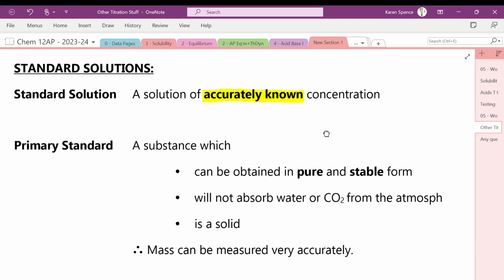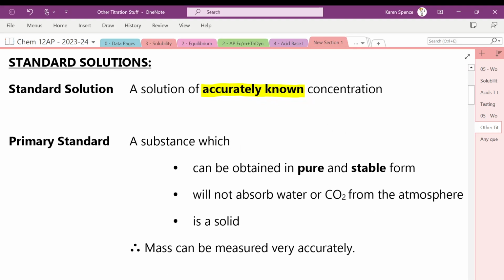And a primary standard, again, we talked about this the other day, but we just sort of scribbled it on the side of the page. So I wanted to make sure that you had it on a handout, which if you weren't here at the beginning of class, you're going to come and get one of these.